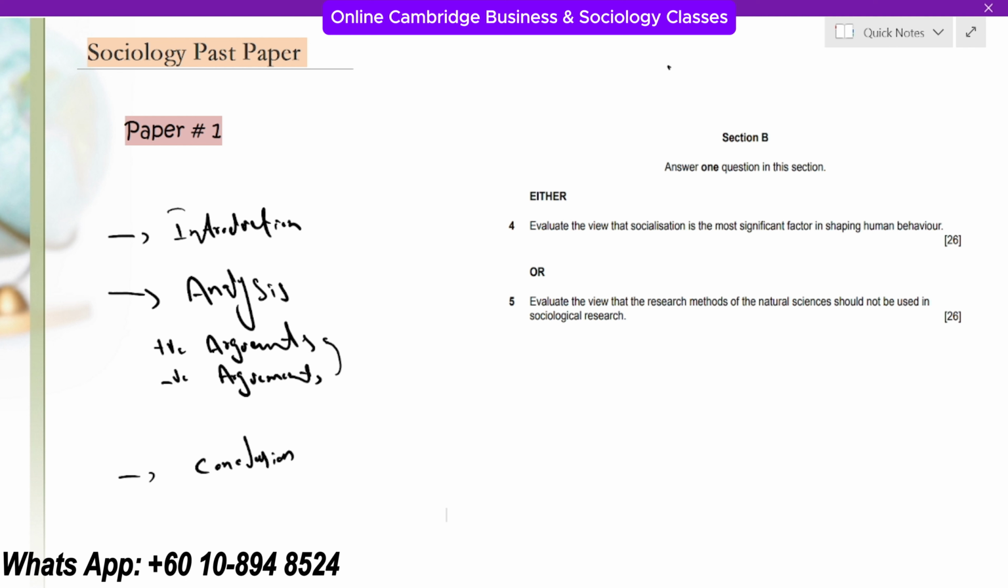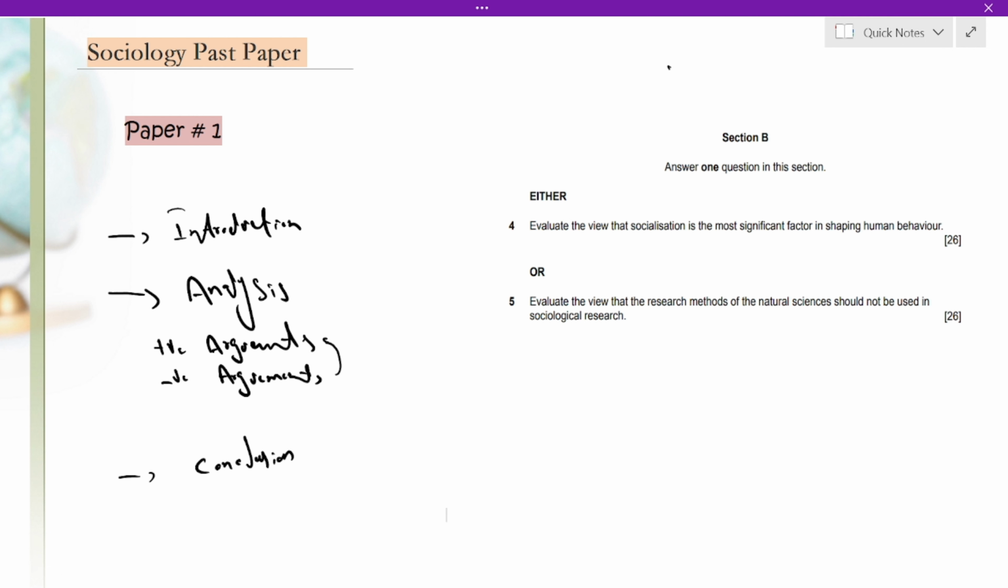Let's attempt question number 4. Question number 4 is: evaluate the view that socialization is the most significant factor in shaping human behavior. What is socialization? Socialization means a kind of interaction. When you interact, that particular interaction influences your behavior.